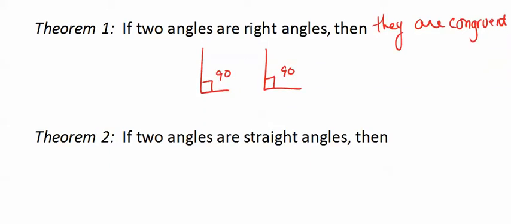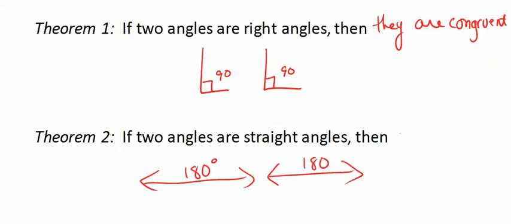Theorem number 2 is very similar. It starts with if two angles are straight angles, meaning 180 degrees, then they are also congruent.